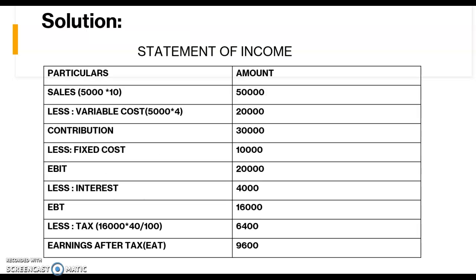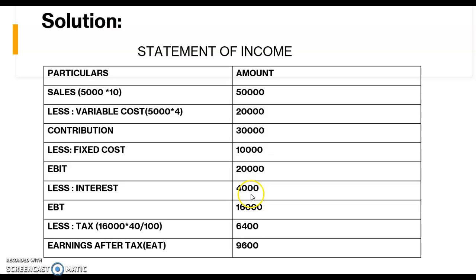Now first, we have to prepare a statement of income. The format is this way. Sales is 5,000 units into 10 rupees per unit, 50,000. Less variable cost, 5,000 units multiplied by 4 rupees per unit, 20,000. Now, contribution, sales less variable cost, is 50,000 minus 20,000, rupees 30,000. Less fixed cost, rupees 10,000. 30,000 minus 10,000 gives us 20,000. That is EBIT, earnings before interest and taxes. We call it operating profit.